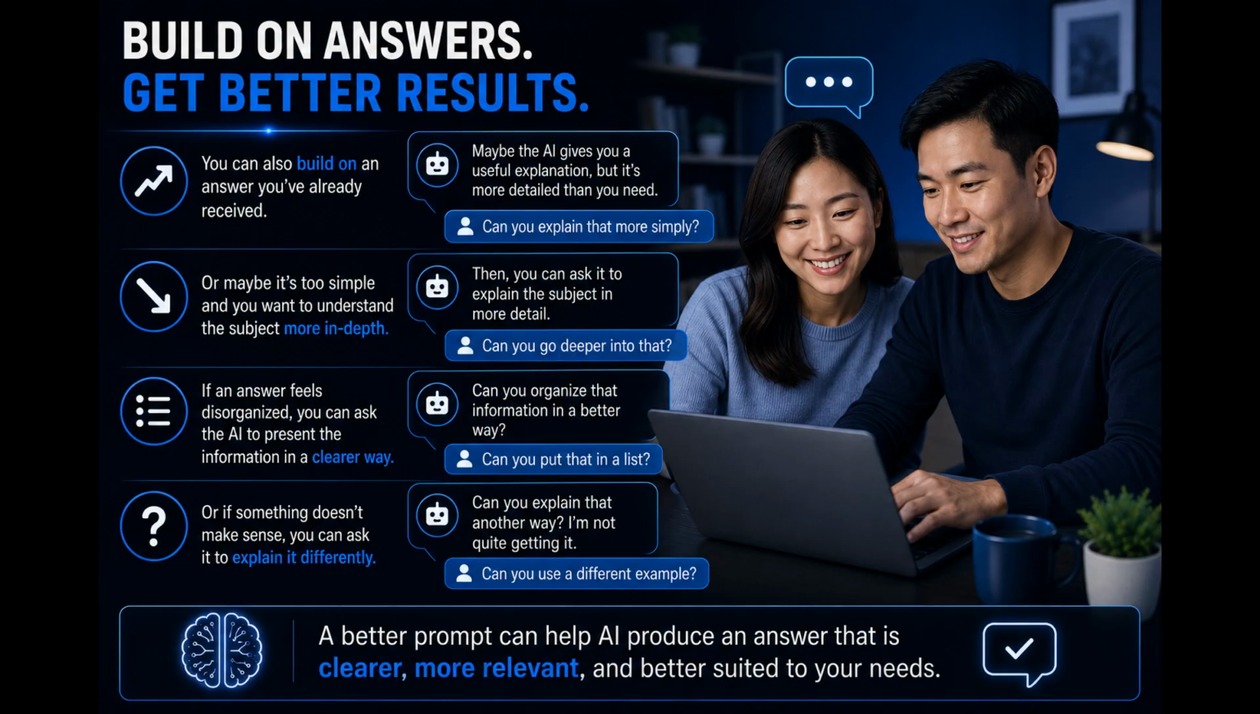You can also build on an answer you've already received. Maybe the AI gives you a useful explanation, but it's more detailed than you need. You can simply ask for a shorter explanation. Or maybe it's too simple and you want to understand the subject more in depth. Then, you can ask it to explain the subject in more detail. If an answer feels disorganized, you can ask the AI to present the information in a clearer way. Or if something doesn't make sense, you can ask it to explain it differently. A better prompt can help AI produce an answer that is clearer, more relevant, and better suited to your needs.